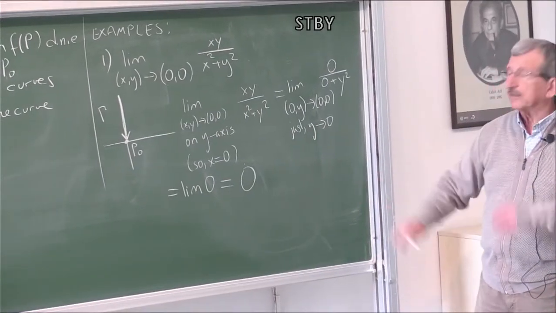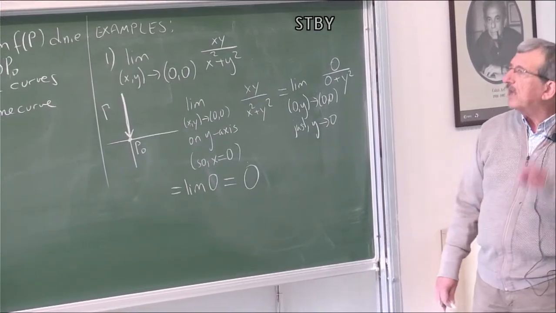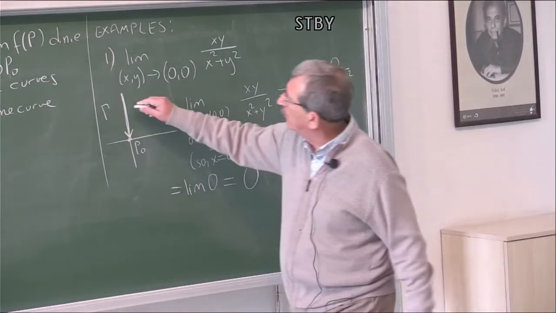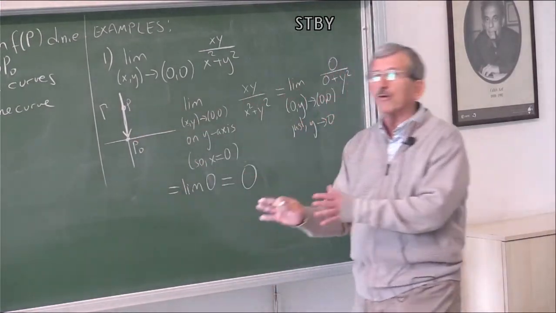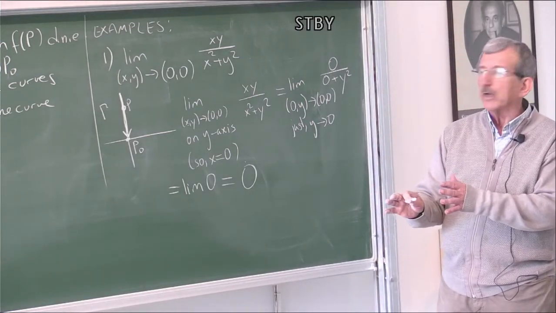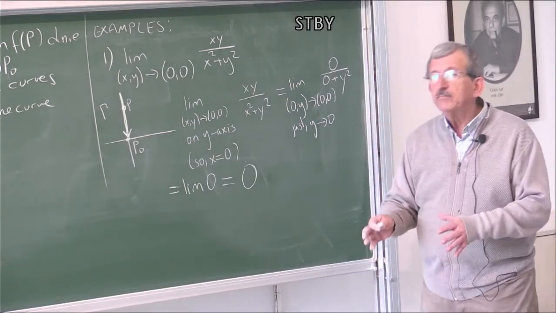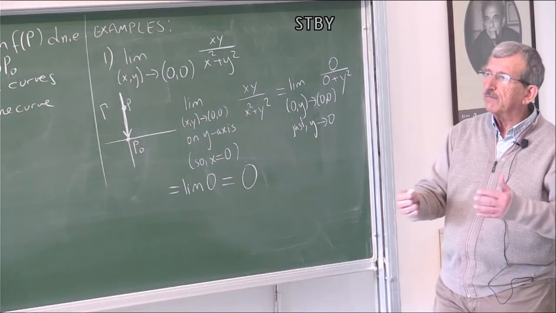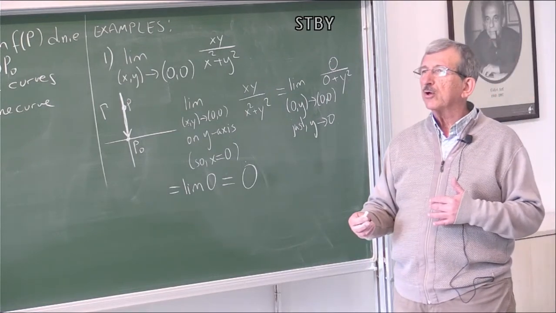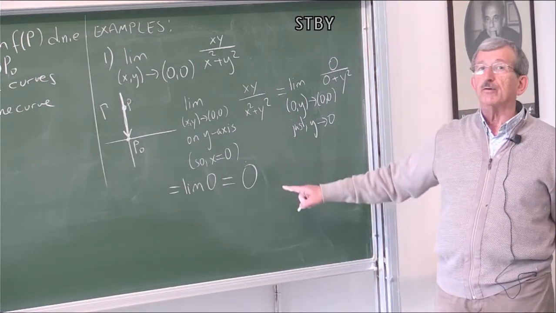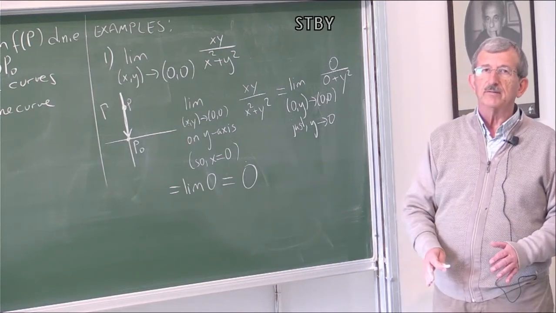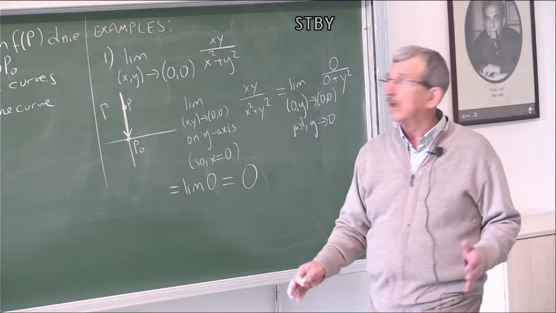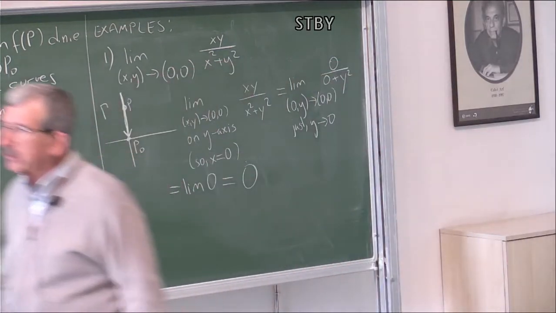Now, what does this tell us? This only tells us that on one curve, p approaches p0 along a certain curve. If there were a limit, all curves should give the same limit value. So if there is a limit, it should be 0. But this doesn't say there is a limit. There may be no limit. Let us check something else.